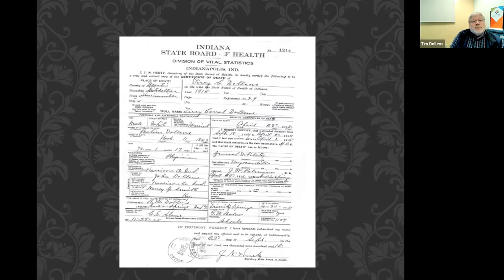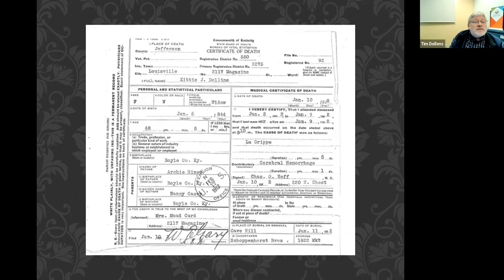Here's one from the State Board of Indiana. Again, it has the name of the deceased, their parents' names, and that seal. Of course, I'm going to talk more about this as I get through the slides, but I want to show you examples from different states, because like I said, every state is different in what they ask for. Here's one from the state of Kentucky. But again, these records weren't designed for us genealogists. They were designed for public health, to track contagious diseases or other diseases that were affecting the population in general.